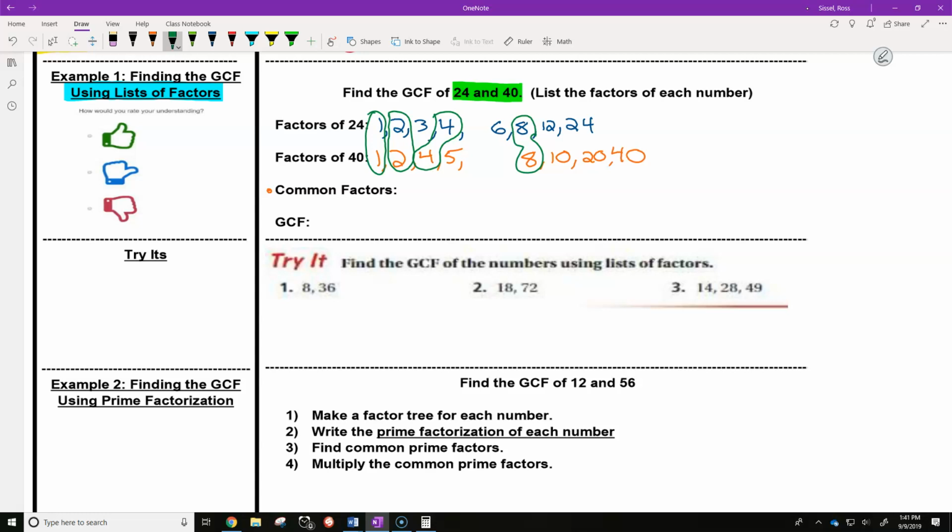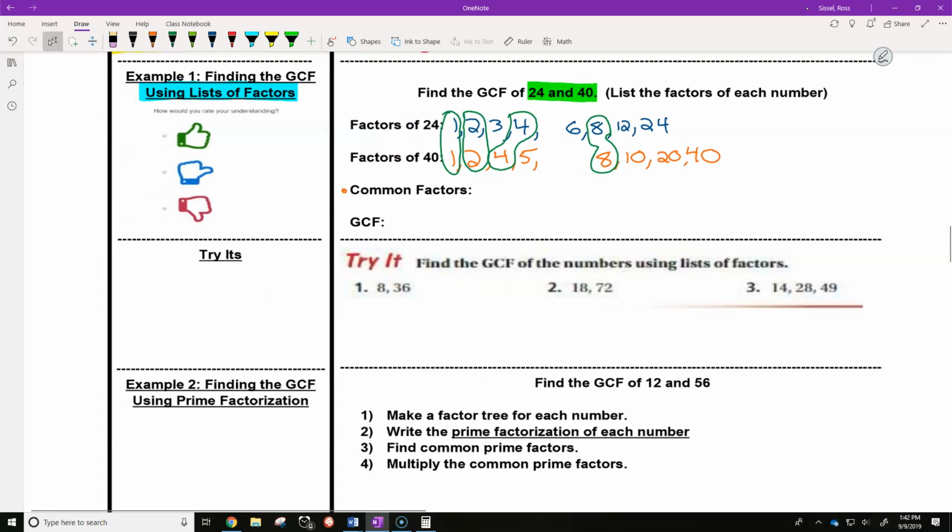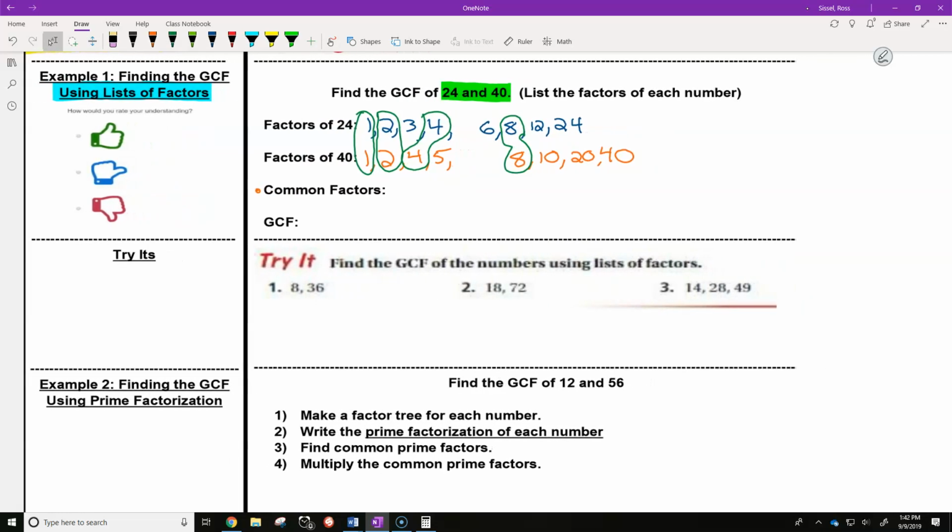But is a 5 a factor of 24? So I don't even have to check this. I'm just checking up here. Is there a partner down below? The common factors, I'm going to write it out. This would be on line 3 of your paper.